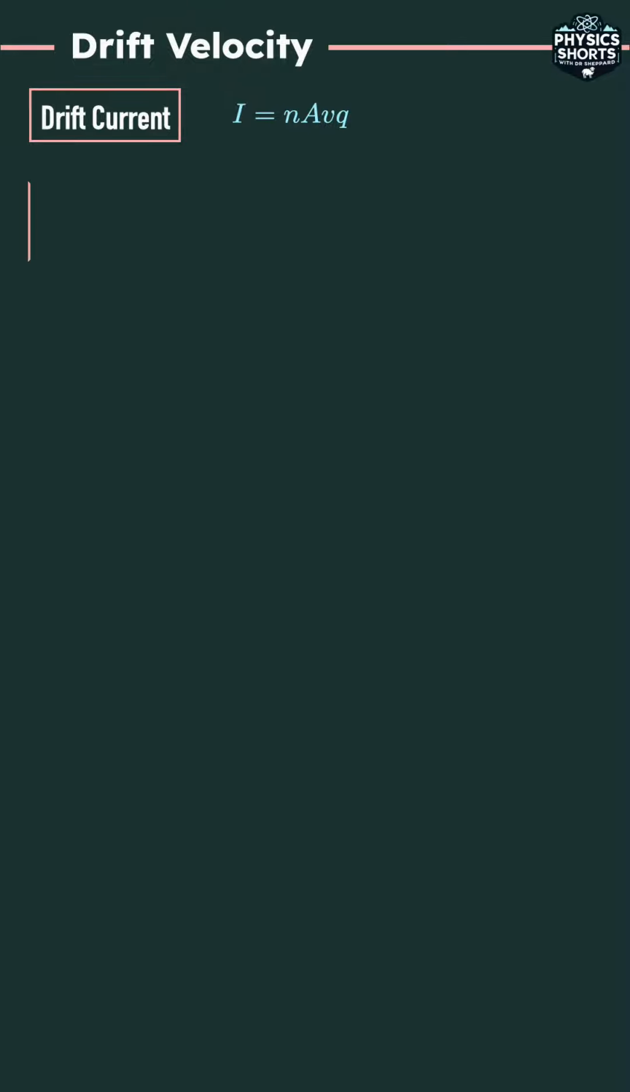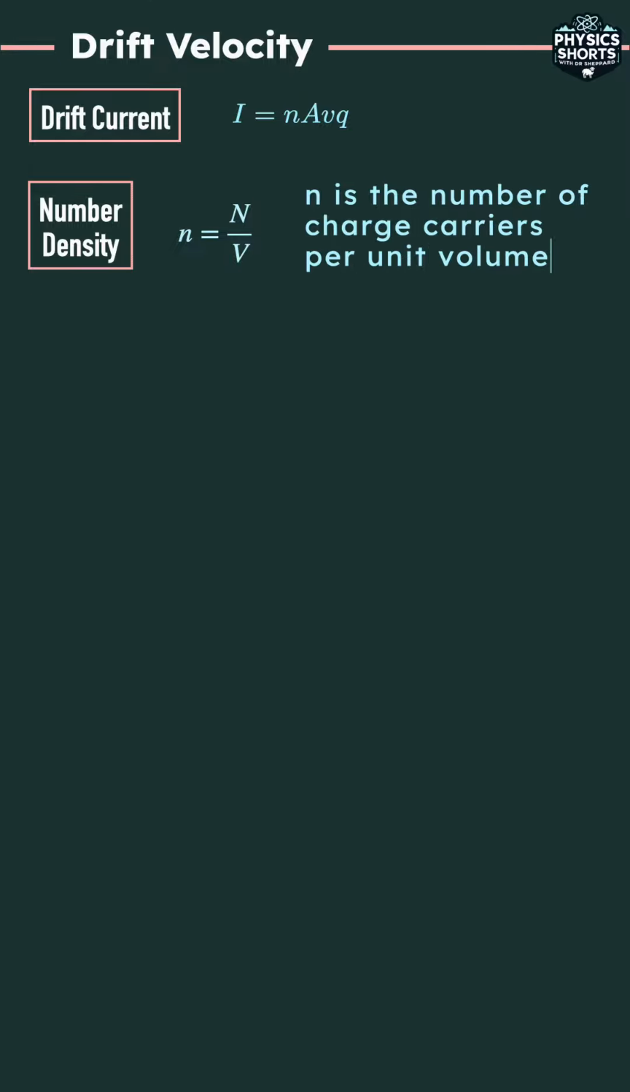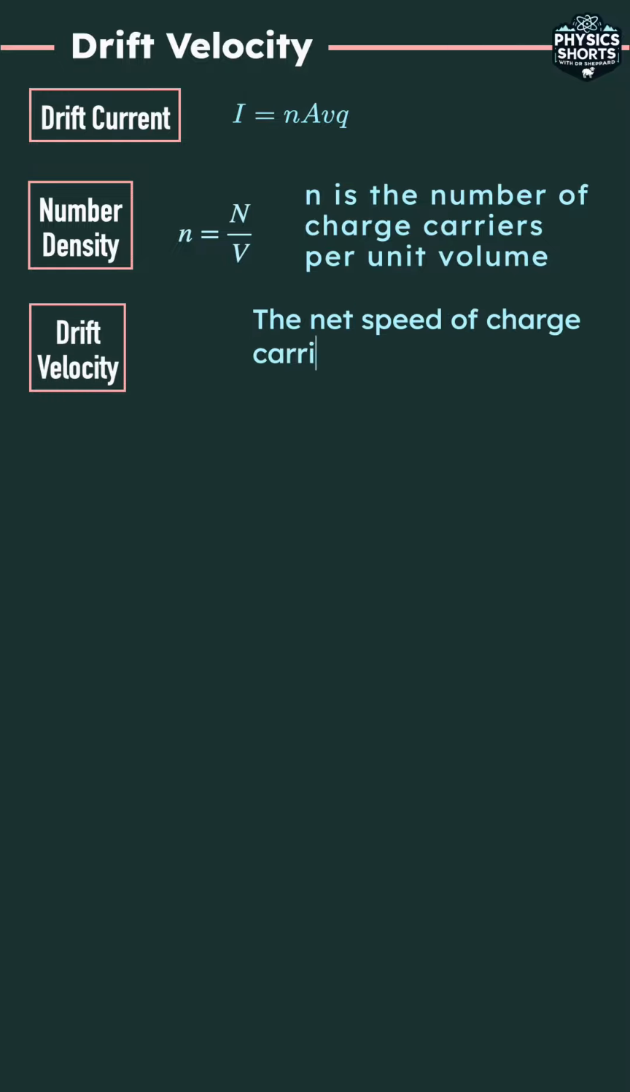The number density n is equal to big N over V. So small n is the number of charge carriers per unit volume, and big N is the total number of charge carriers in that volume V. So this gives us an idea about drift velocity, which is the net speed of charge carriers along the wire.